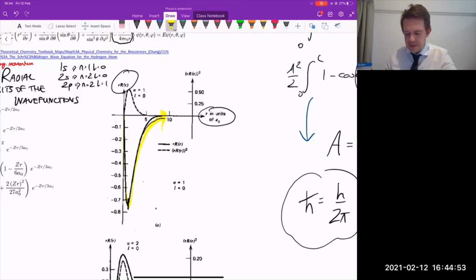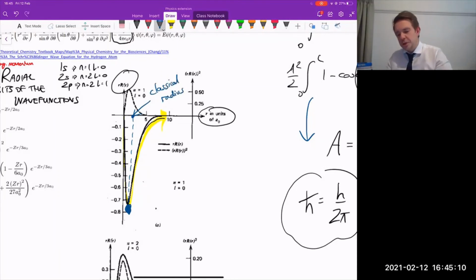So you can think of this as the density of the probability cloud. And where this peak is, approximately, would be considered the classical radius. This is just approximate, it's not as simple as this, but there'll be a sort of average radius which you could consider the classical Bohr radius of the atom.